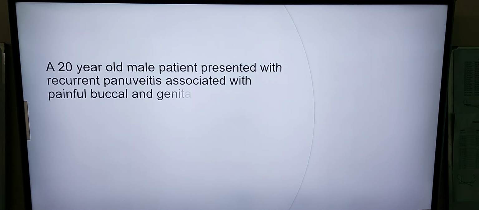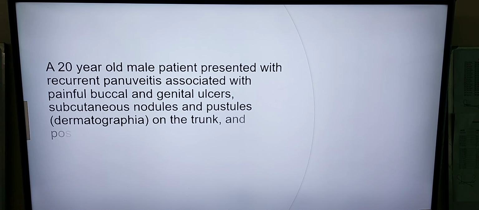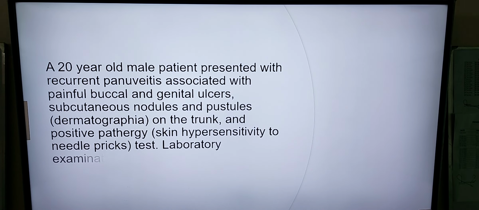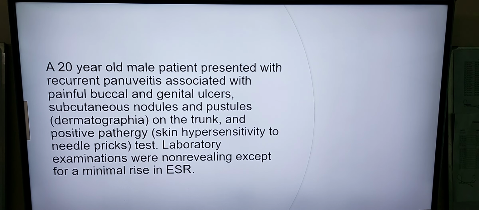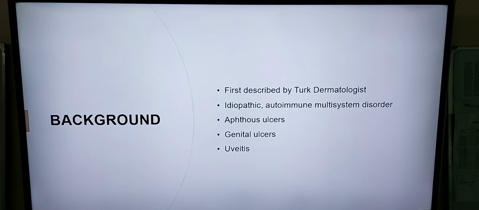So, this is what a patient of Behcet's disease should present in the OPD theoretically, since I have never encountered a patient of Behcet's disease in my minimal experience. A 20-year-old male presents with recurrent panuveitis that can be bilateral, associated with painful buccal and genital ulcers with subcutaneous nodules and pustules on the trunk with positive pathergy test. Laboratory examinations are usually non-revealing except for a minimal rise in ESR.